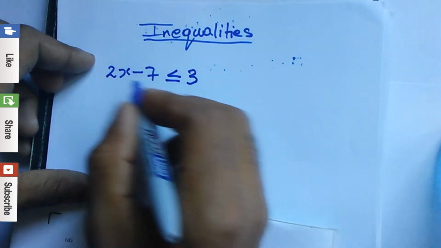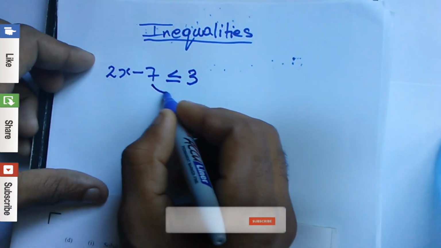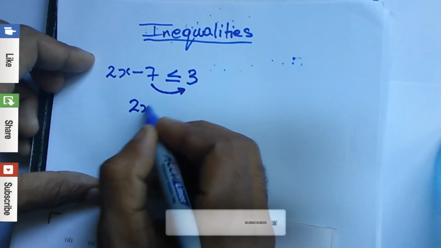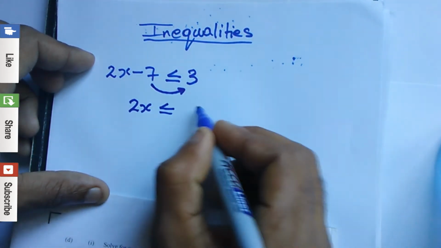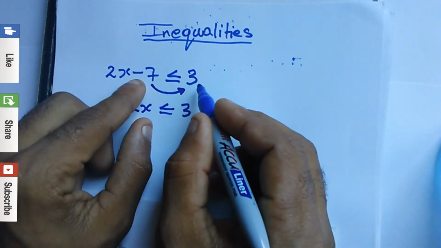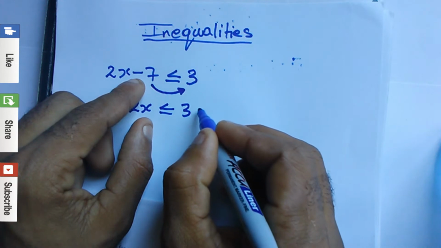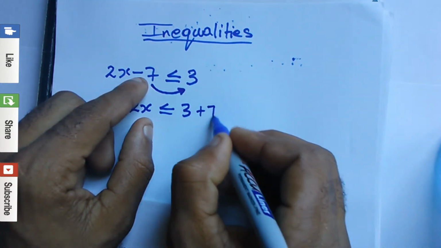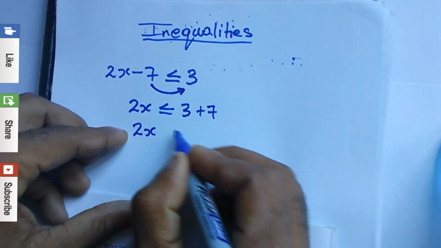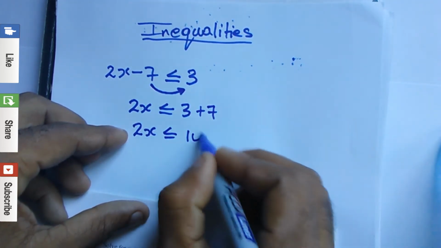So with this question, we're going to collect like terms. So this negative 7, I'm going to bring it over the inequality sign. I'm going to have 2x less than or equal to 3. Now, this negative 7, when it goes over the inequality sign, it will change sign from negative to positive 7. So we're going to simplify here. So we have 2x is less than or equal to 10.